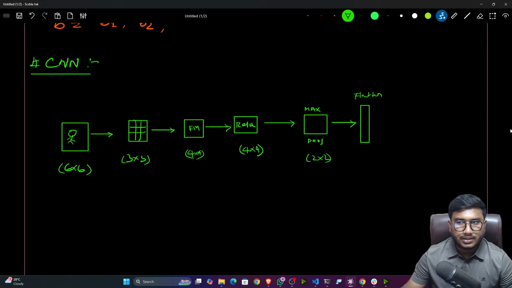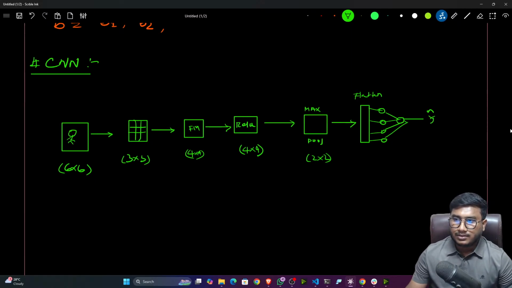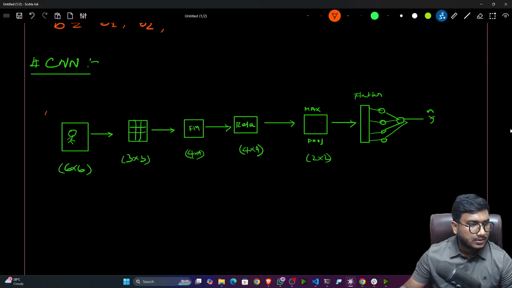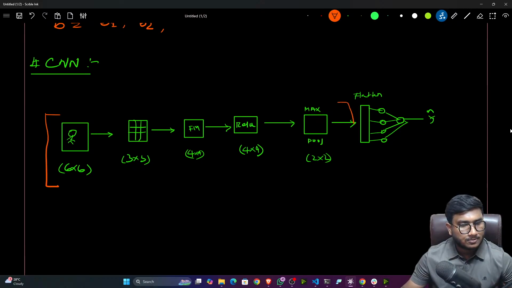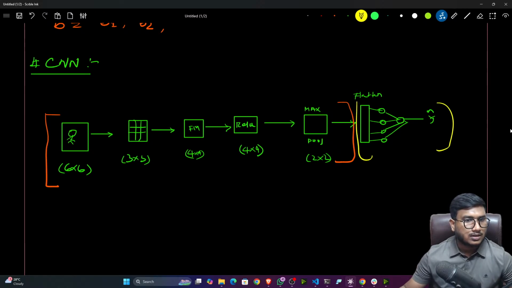Now what will happen here? You have some neurons, let's say 1, 2, 3, and 4, and you'll just pass it like that. And this is your fully connected neural network, and here you'll be getting the y hat. So this is your output. Yes or no? That means this part is your CNN, and this part is your ANN.